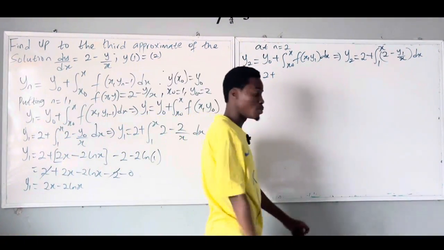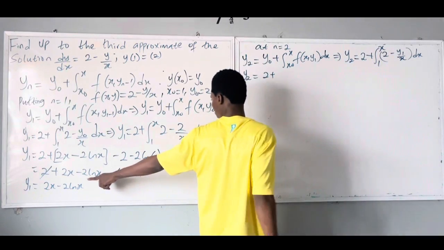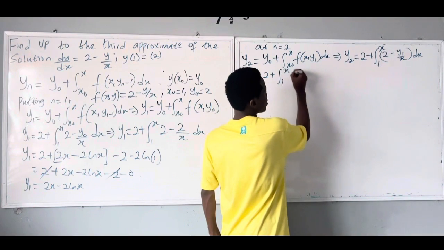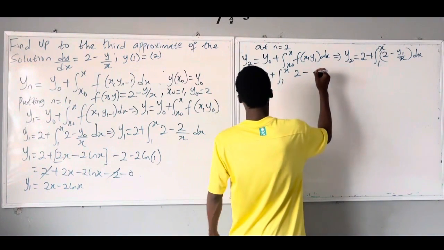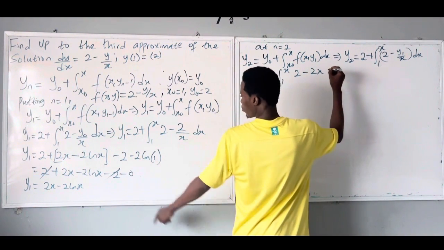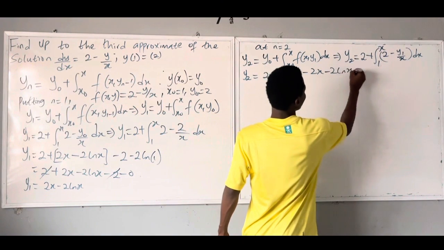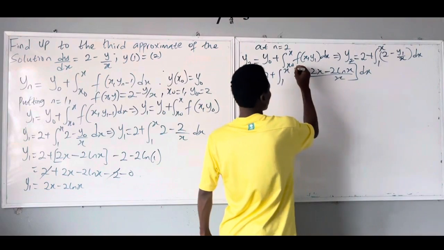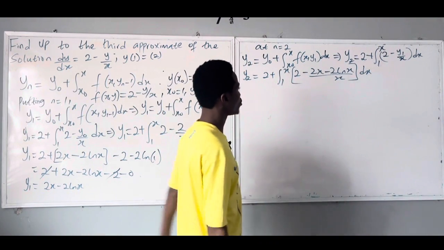I will just input it. Whenever I see y1, I put what? 2x minus 2 ln x. I'm going to have from 1 to x, 2 minus 2s minus 2 ln s all over s ds. So from here, I'm not going to integrate yet.